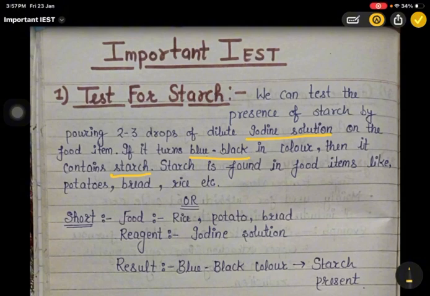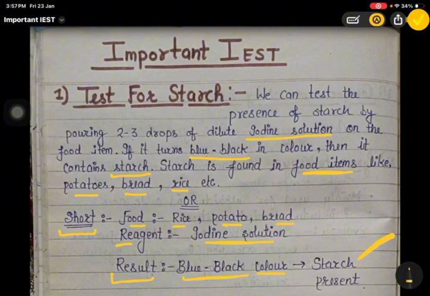Simply take food items like potatoes, bread and rice. For example, you take rice and put 2 to 3 drops of iodine solution on this, and if it changes color from white to blue black, then it means there is a presence of starch. In short, just remember the food item, for example rice, potato and bread, and the reagent, that is iodine solution, and in the result you get blue black color, it means starch is present.